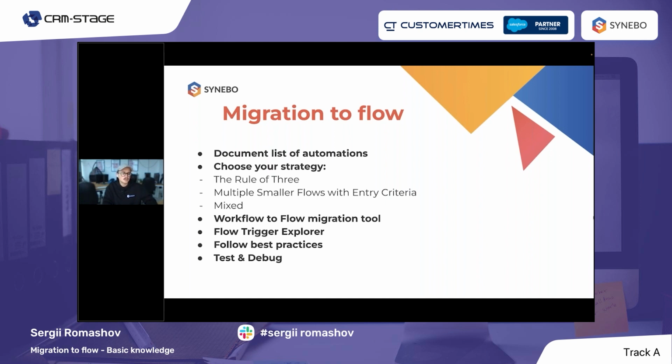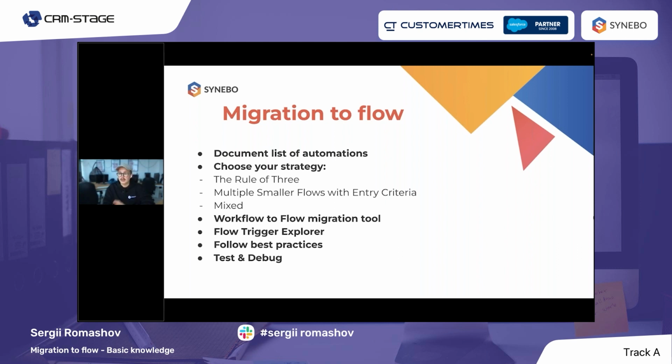So let's summarize it a bit. When you start the migration, you have to start with one object. Of course, you have to prepare a list of all automations per object. Then I suggest you mark those workflow rules or process builders, like I usually do. I create columns, like this workflow will be added to the before save flow. This workflow will be added to the after save flow.